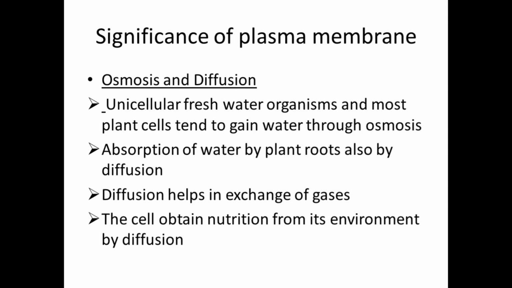That is actually a basic phenomenon, diffusion. And diffusion helps in the exchange of gases in plants. The cell obtains nutrition from its environment by the process of diffusion. So these are all the significance of plasma membrane. It happens through the plasma membrane.